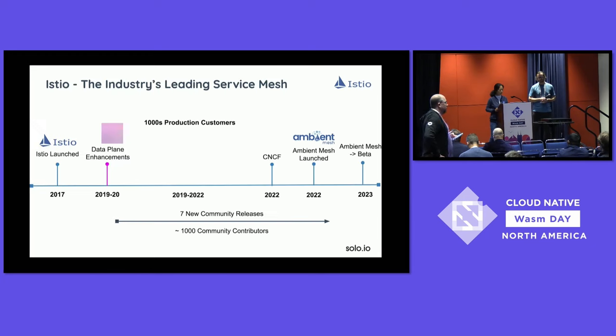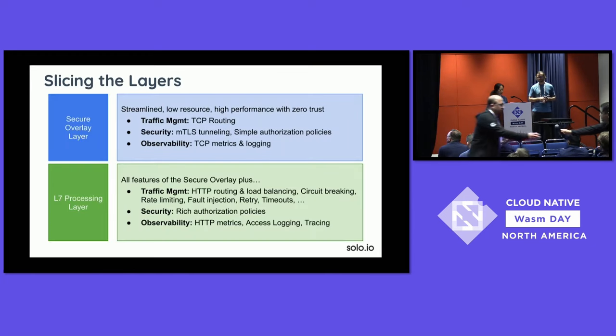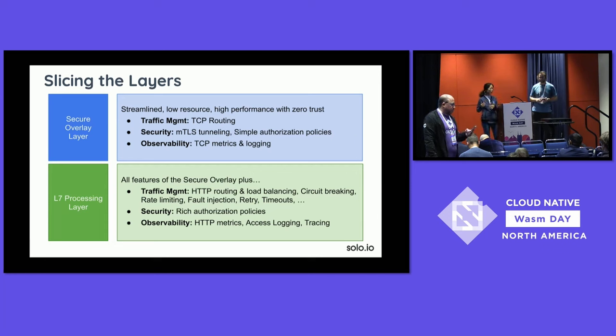Yeah, we don't have any plans. If you look at slicing the layers, the purpose of ztunnel is to keep the secure overlay layer very, very minimal. So there is no intention to do any layer 7 processing in ztunnel. If you want to execute your Wasm binary, you will have to deploy a waypoint proxy for that. And that design principle also allows us to scale ztunnel to a very, very big scale. I hope that makes sense.